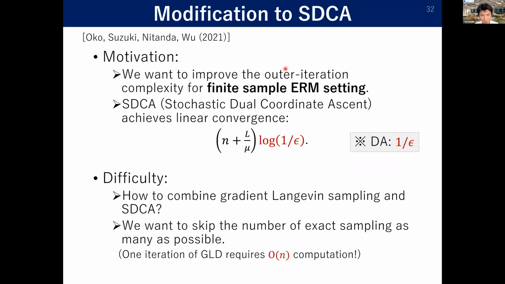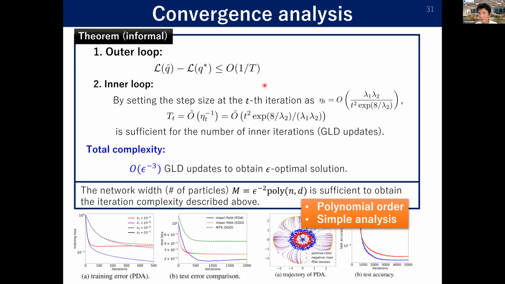If we consider this optimization method, then we have this convergence rate. As for the outer loop, we have a 1/t convergence rate. This comes from the standard convergence rate analysis of a dual averaging method. So we have a 1/t convergence rate, and this is optimal in online settings. Our method can be applied to online settings, where we observe one data point per iteration.